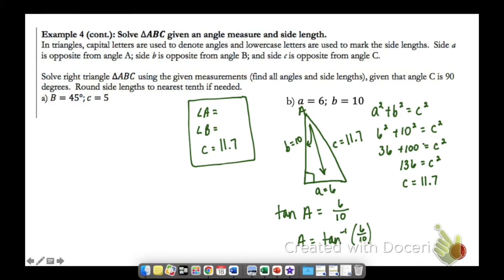We've done a lot with inverses. We've done square roots and squares. Those are inverses. We've done adding and subtracting. Those are inverses. Multiplying and dividing, inverses. It just undoes the tangent function I had above.